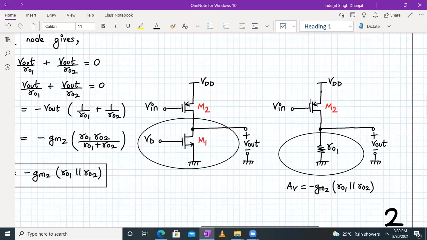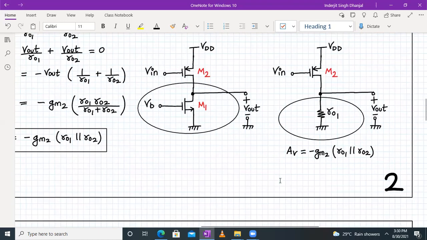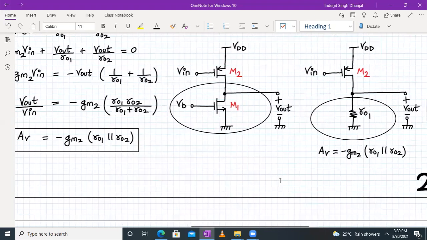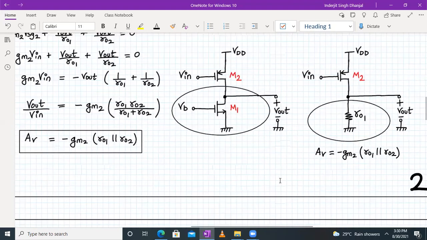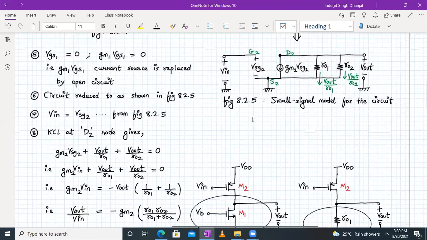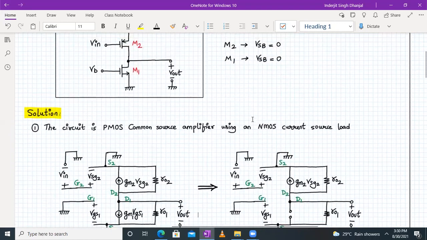And this is my PMOS common source amplifier with NMOS as a current source load. Fine. So this is the expression we have observed: gm2 into RO1 parallel to RO2. Fine. So I will give you some time to glance through what we have done so far.